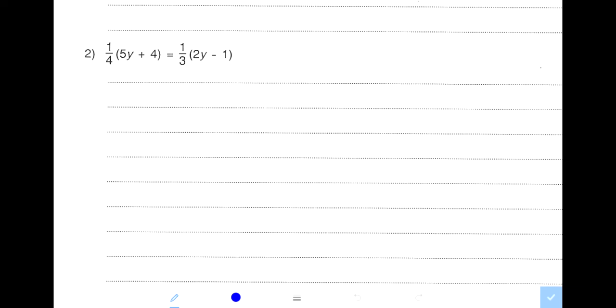This one, what do you want to do? I think we want to cross multiply this 1 over 4 to the other side, and this 1 over 3 to the other side. I'm going to write the equal sign here. This 4 will just go up there, so I'm going to have 4 times 2y minus 1. And this number 3, I'm going to cross multiply it up there, so I'm going to have 3 times 5y plus 4.